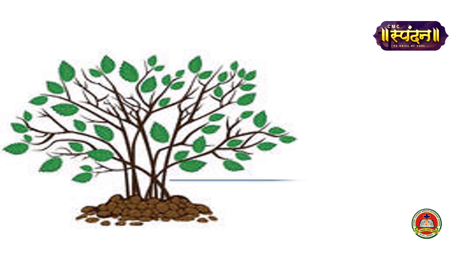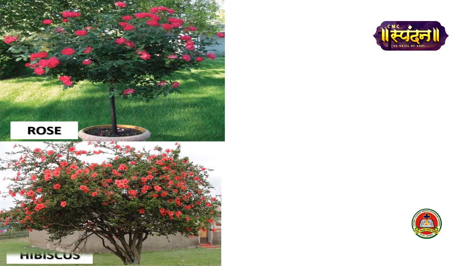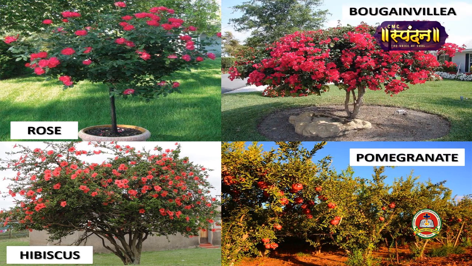Some plants have bushy, hard, and woody stems with many branches. These plants are called shrubs. Shrubs are of medium size and are shorter than trees. Some examples of shrubs are rose, hibiscus, pomegranate, and bougainvillea.